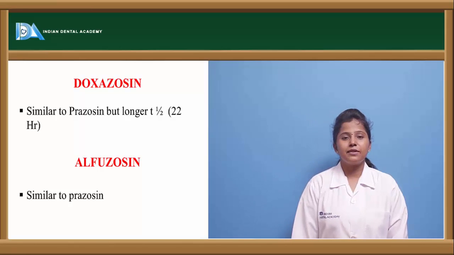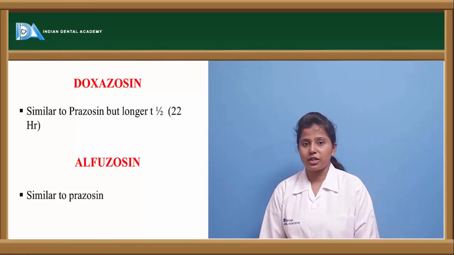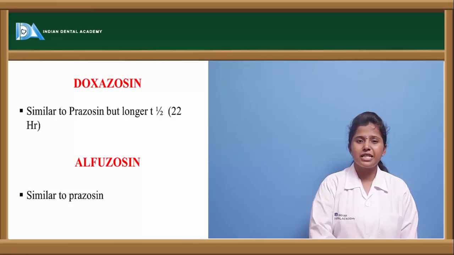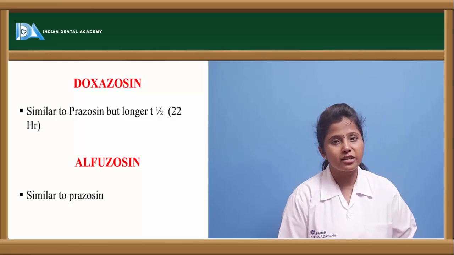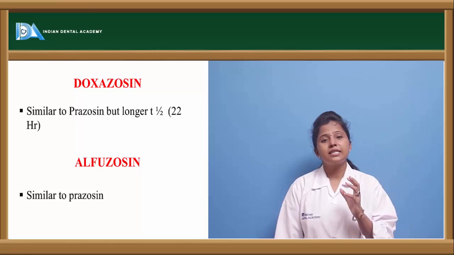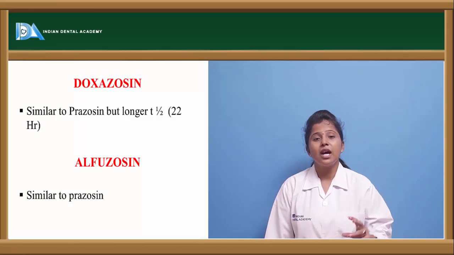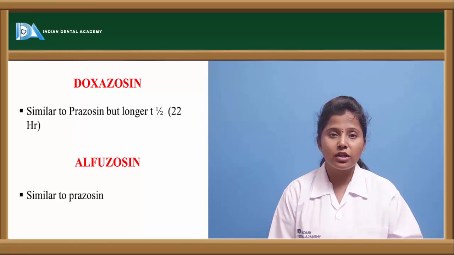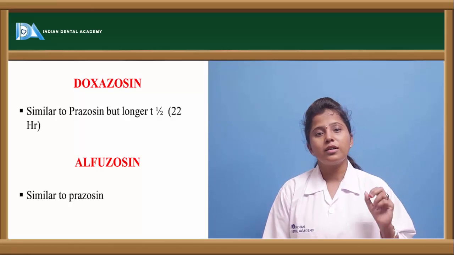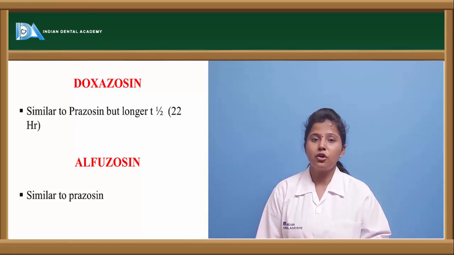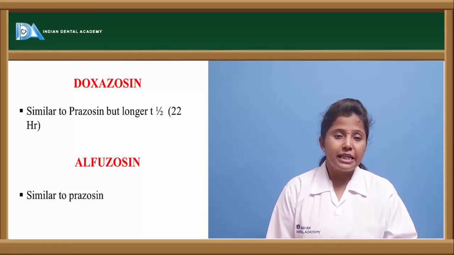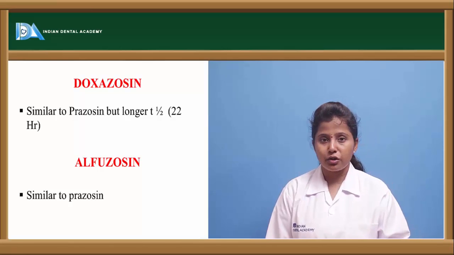The other alpha-1 receptor antagonist is doxazosin. So doxazosin, prazosin, terazosin, alfuzosin: these are all drugs which exert similar action. Only the structural modification done in all these drugs affects either the bioavailability or the half-life. If we see terazosin, it has greater bioavailability and long duration of action.